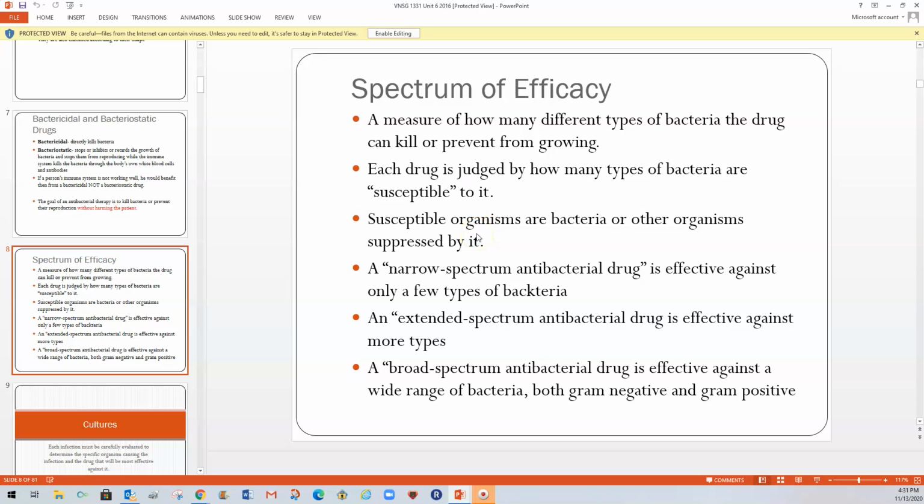A narrow spectrum antibacterial drug can only affect a few bacteria. Wide spectrum, extended spectrum, or broad spectrum drugs are effective against a wide range.